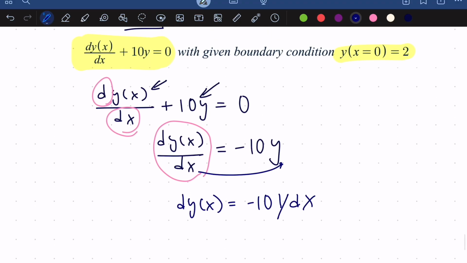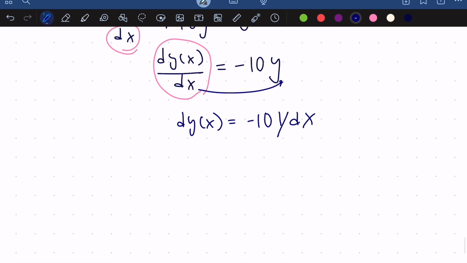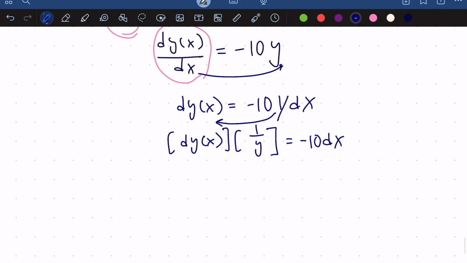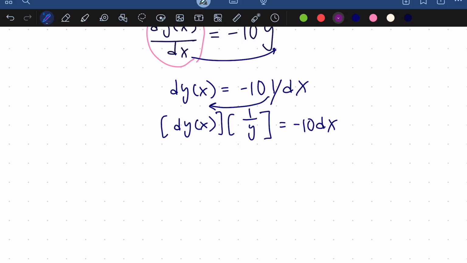Now remember how I said earlier that the question is asking for y(x), so we want to move our y's on the same side. So we can move our y over here and do dy of x, so that's 1. And the other one is 1 over y, because we divide y on both sides, equals negative 10 dx. Now one way to solve this is bring the negative 10 on the other side as well, but I'm just not going to just because. And next we're going to integrate both sides in order to get rid of the d's.